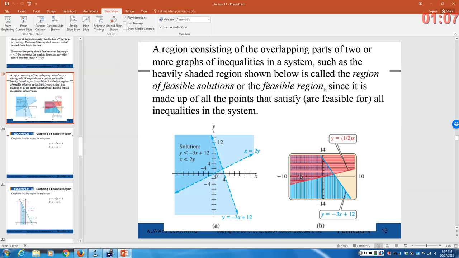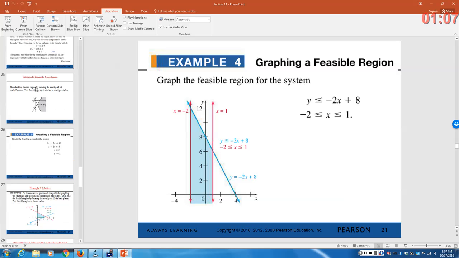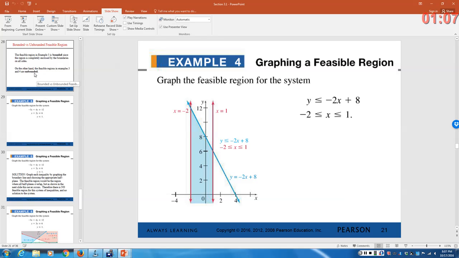So here was example 3, and this feasible region is unbounded because it's bounded here and here, but on these other borders out here, it is not bounded. It continues to go on forever. And example 4, even though it's bounded on 3 sides, it is still not bounded at the bottom. So it's also an unbounded feasible region. And that's going to be important as we get into the applications problems because sometimes an unbounded region will prevent you from optimizing, depending on whether you need a maximum or a minimum.